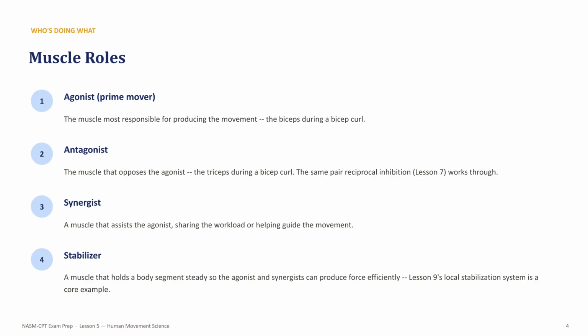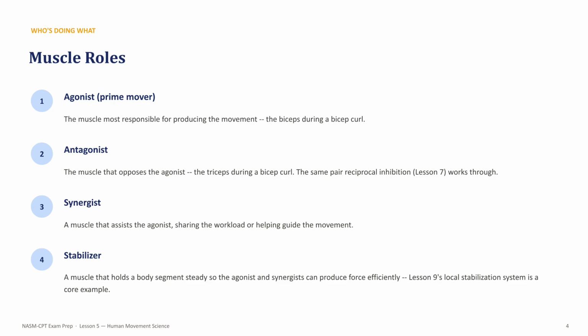The synergist, a muscle that assists the agonist, sharing the workload or helping guide the movement. And the stabilizer, a muscle that holds a body segment steady so the agonist and synergists can produce force efficiently. The local stabilization system you'll see in Lesson 9 is a core example of this.